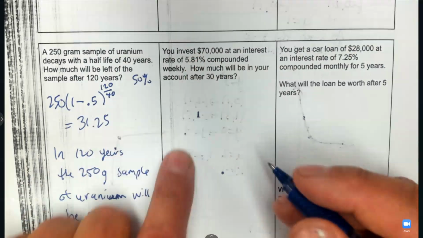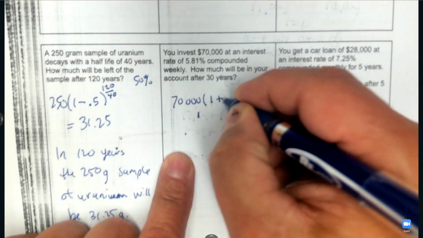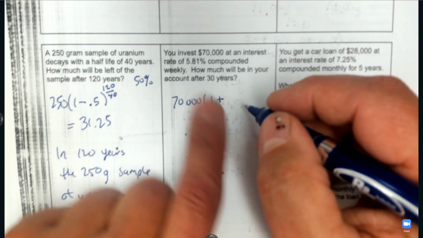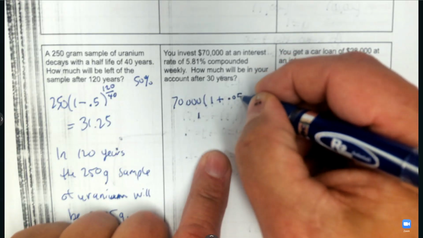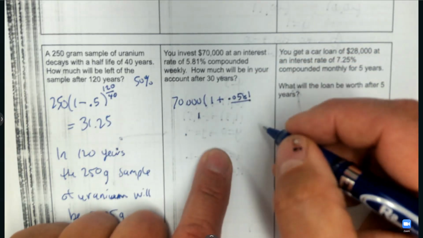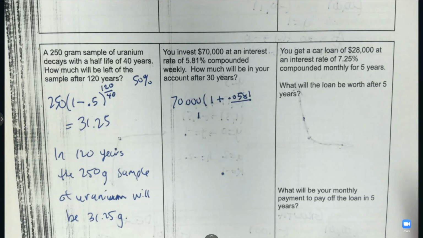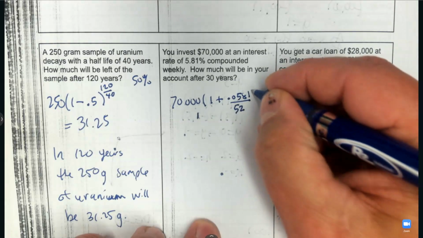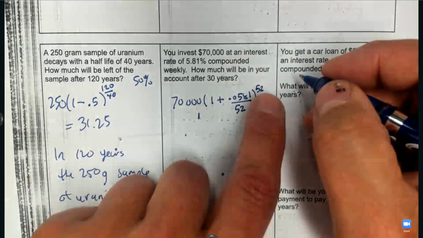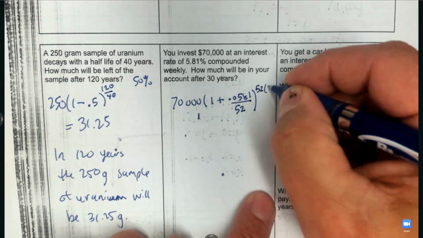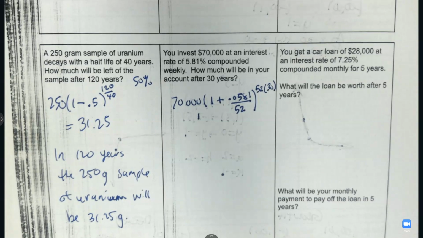So again, we're going to start with what we're starting with, which is 70,000. Then I'm going to go 1 plus the interest rate, which is, move the decimal, 0.0581. I'm going to divide by weekly. How many weeks are there in a year? How many times will it be compounded and added into your account a year? There are 52 weeks in a year. And then we take that 52, we write it twice, we multiply it by how many years? 30. And that's what we're going to put in our calculator.